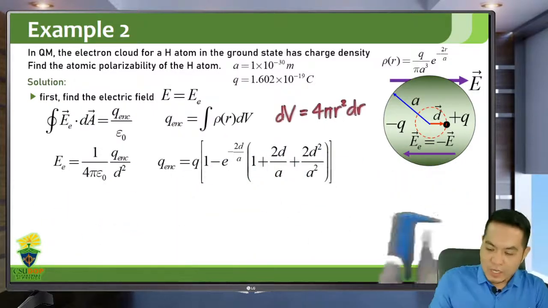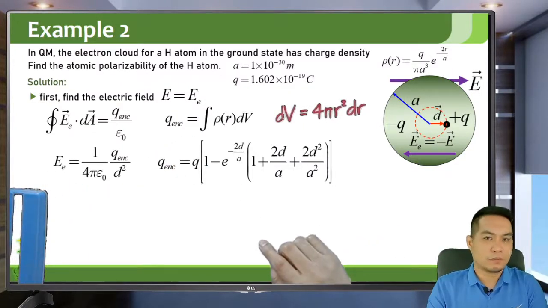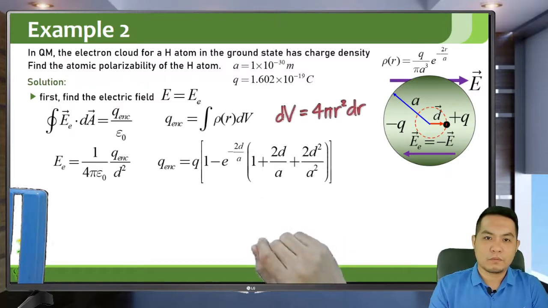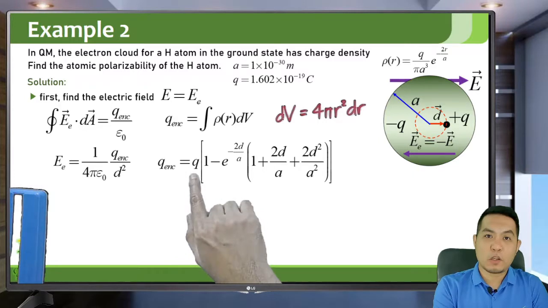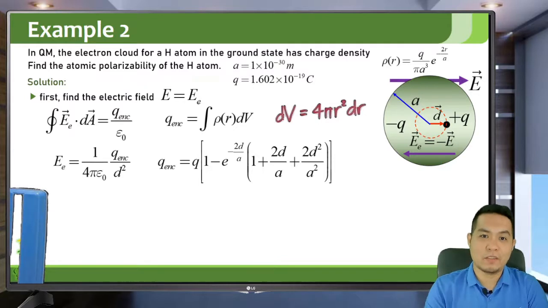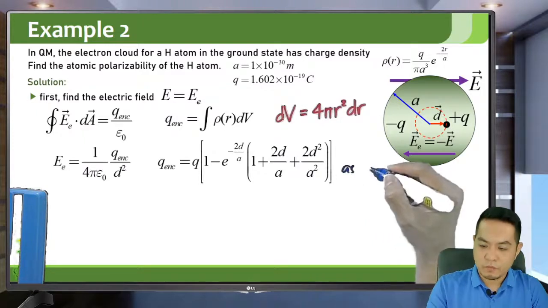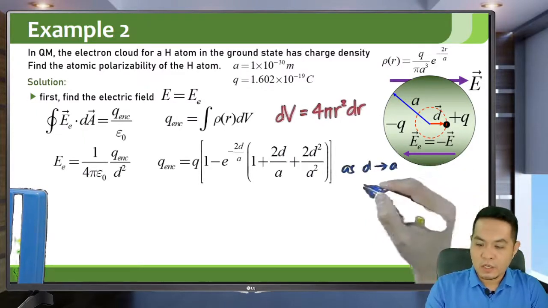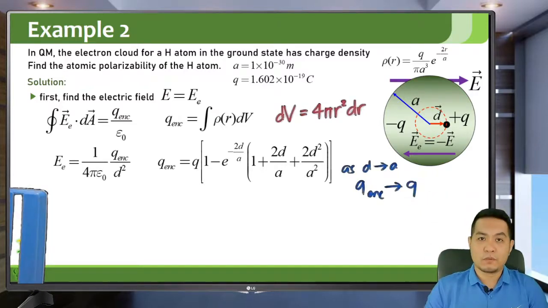So as R approaches, as D approaches A, the charge enclosed will actually be equal to Q, the magnitude of the total charge of the electron cloud. So as D approaches A, the charge enclosed will approach the total charge of the electron cloud, or the magnitude rather, which is Q.